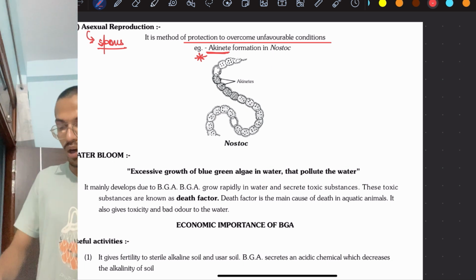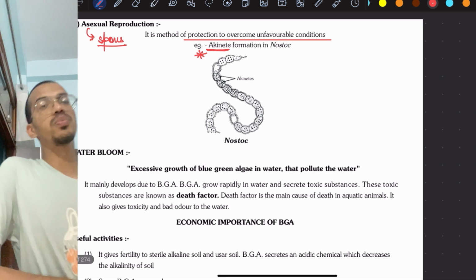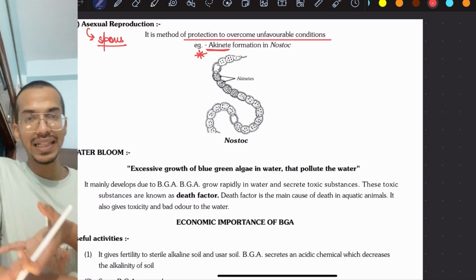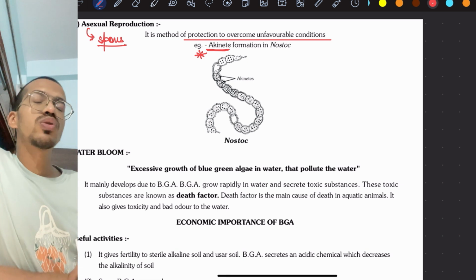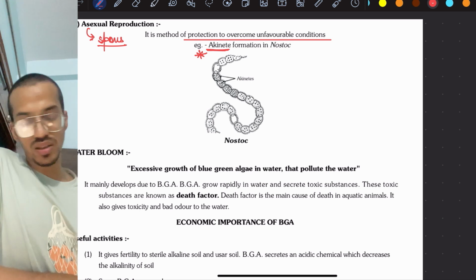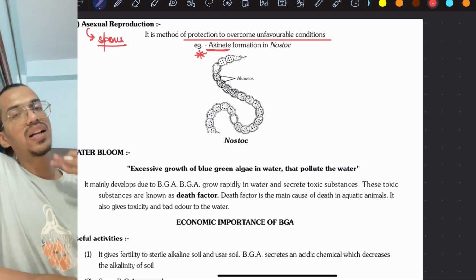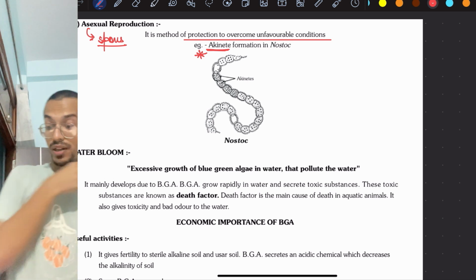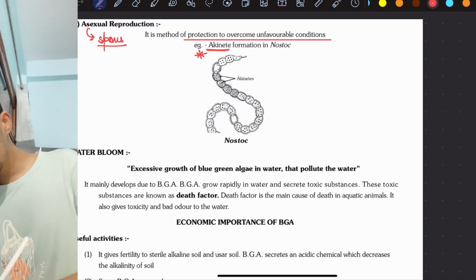Then water blooms. What happens? Sometimes this blue-green algae occurs too much in an area, into the pond, for example, or in the marine environment. So what will happen in the pond? It appears green in color. It takes away all the oxygen, all the life forms present will be eaten up, and it causes what we call water bloom. Okay, so remember it.